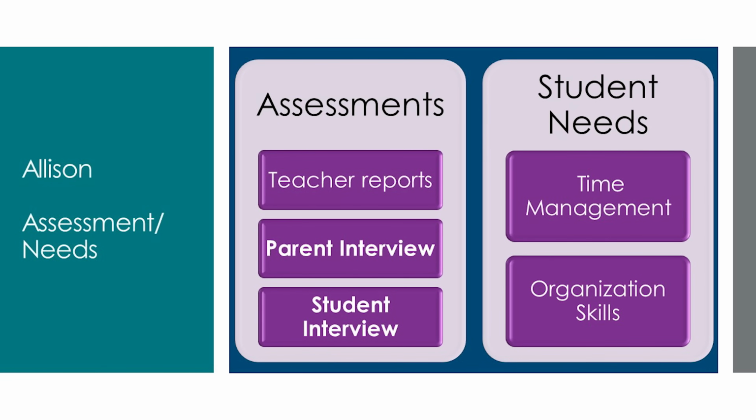So when reviewing Allison's present levels, information is present that supports her needs in the area of time management and organization skills. In the present levels, you will see that it states that Allison struggles meeting assignment deadlines and needs to improve organizational skills to prepare for college expectations. And these are based on assessments such as teacher reports, parent interviews, and student interviews. Because this is definitely her most substantial need, we will focus on building her time management and organization skills by creating a measurable annual goal for this need.